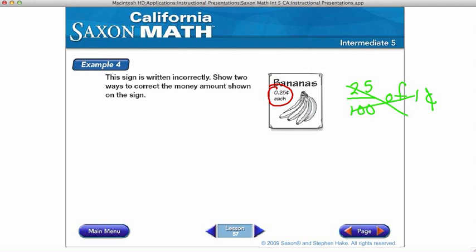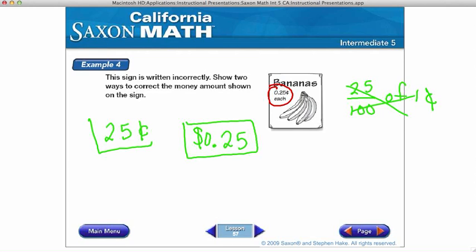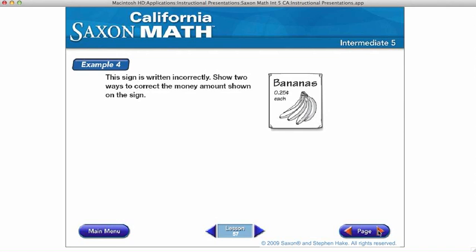So we need to rewrite this using 25 and the cent sign, no decimal, or the dollar sign, the decimal, and then the 25. You can also put a 0 in here to indicate $0. That's fine. Or you can leave the 0 out. But these are the two correct ways to write 25 cents. Okay? All right. Example 5.